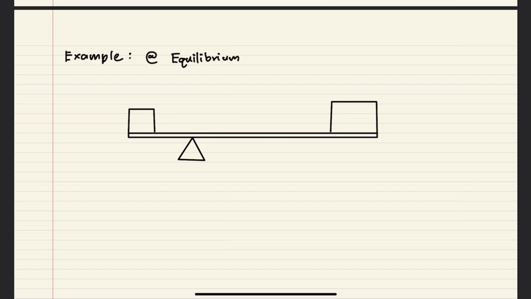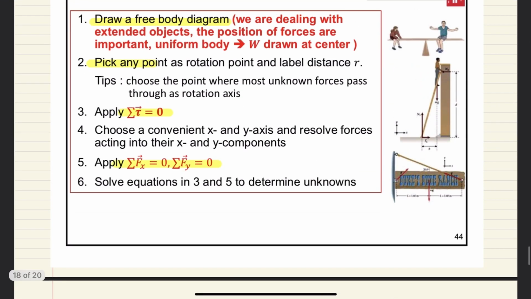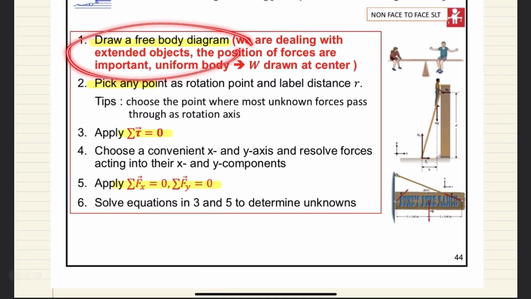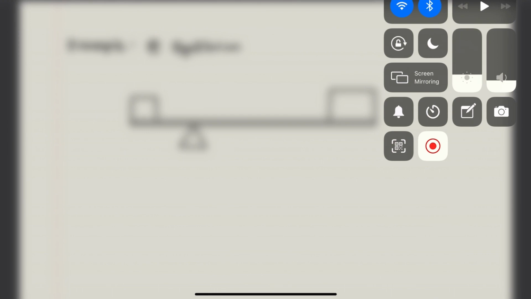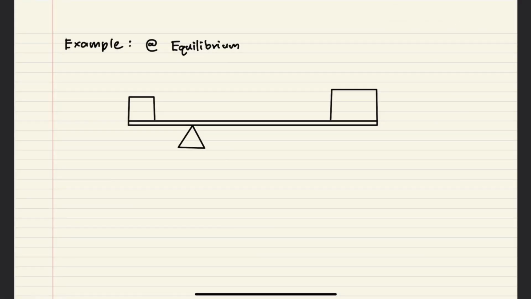So if you are going through this step, you have to draw the free body diagram first. If you want to draw the free body diagram, obviously you have to identify all the forces acting on this object. In this example, the object here is actually the plank. You're talking about the plank.